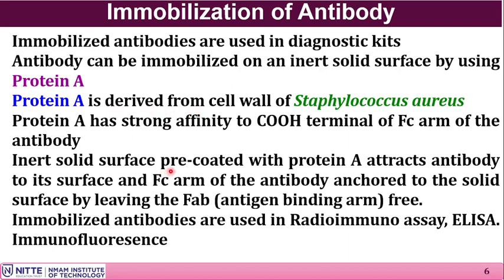So, the protein A, which is readily coated on the inert surface, acts as a sticky molecule and attracts the Fc arm of the antibody to bind to it, so that the FAB arm of the antibody, that is the antigen binding arm, is free. Such immobilized antibodies are used in radioimmunoassay, ELISA and immunofluorescence kits.